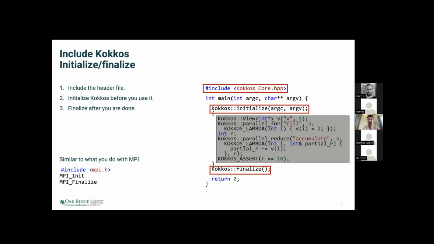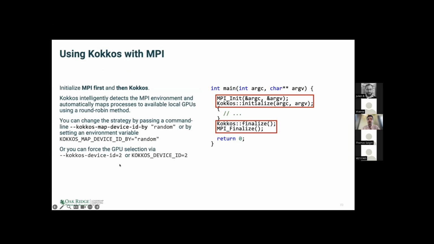Okay, so if you write main, this is now the most recommended way for most purposes. But now a little comment about what if you're using Kokkos with MPI. If you do use Kokkos with MPI, the recommendation is you initialize MPI first.